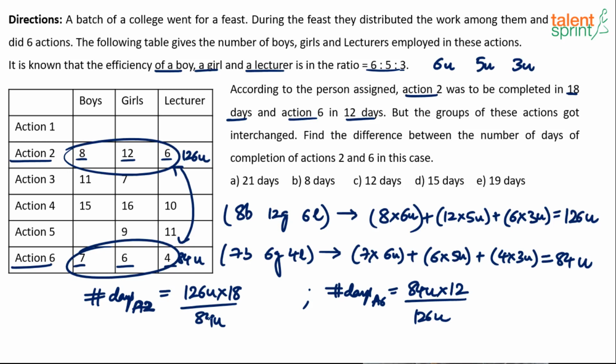So this is like 42 into 2 and 42 into 3. 42 times 2, 42 times 3. So 18 by 2 is 9, 9 times 3 is 27 days.